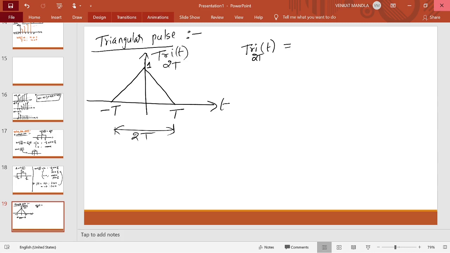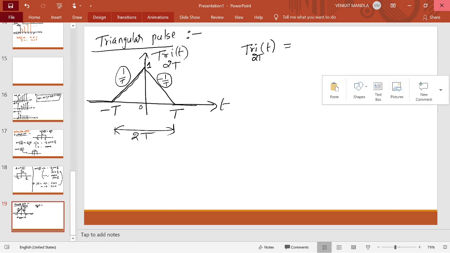here? This is for t less than 0. The slope is 1 by T: y axis length 1, x axis length T. So if this is an increasing signal, the slope is positive, 1 by T. And for t greater than 0, this is another line. The slope is minus 1 by T. So triangular 2T of t, how to represent it? First, for t less than 0, I'll represent.